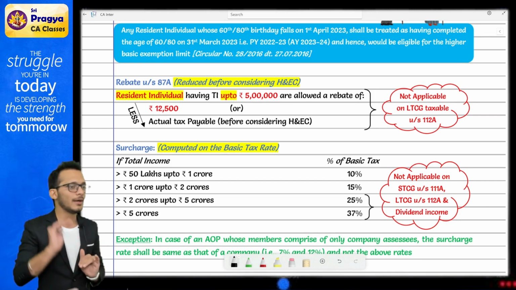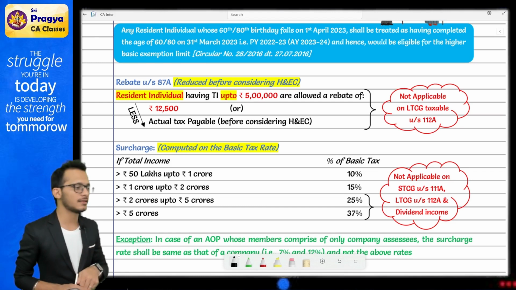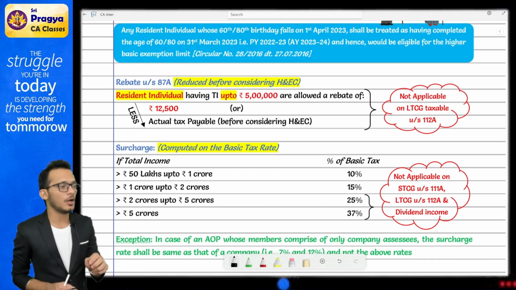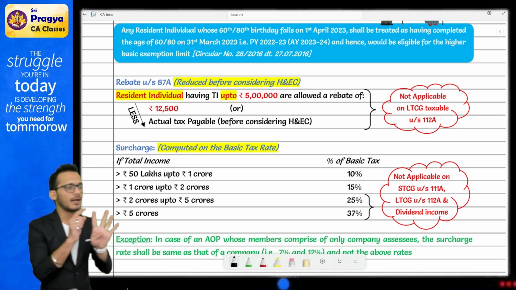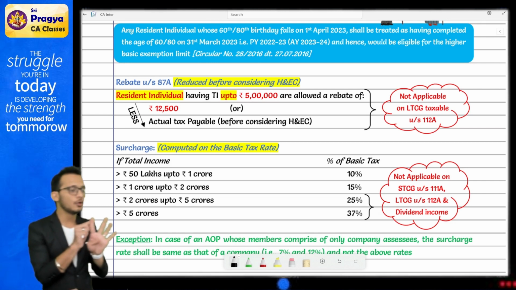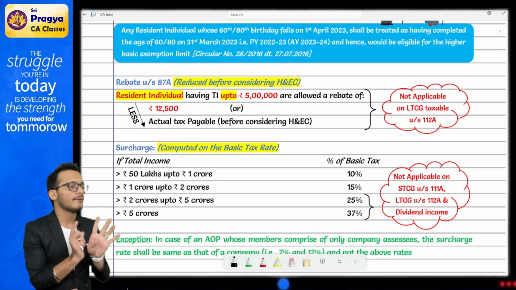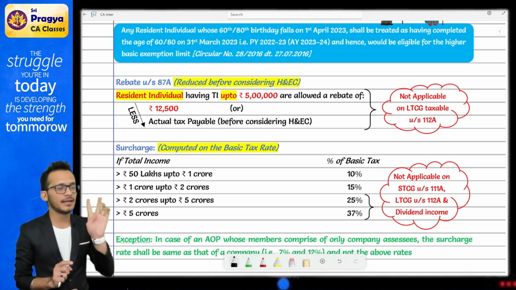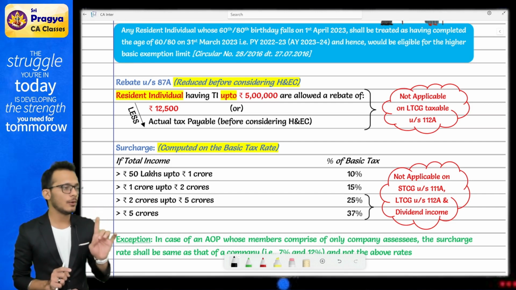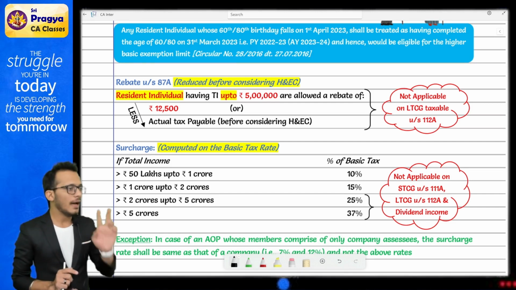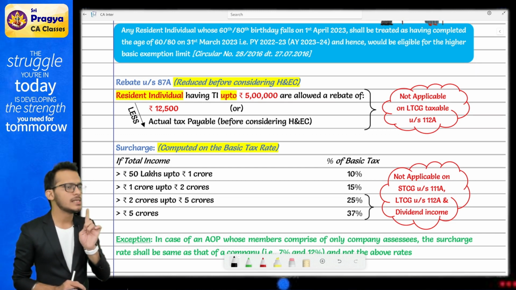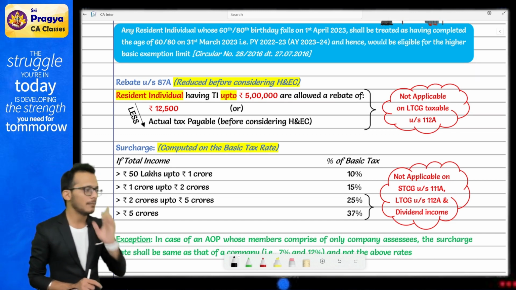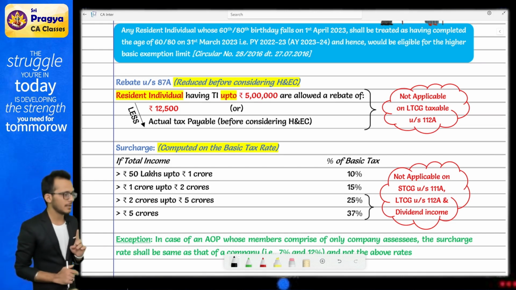Surcharge of 25 and 37 is called enhanced surcharge. This enhanced surcharge is not applicable on these 4 incomes: 112A, 112, 111A and dividend income. For your attempt, 112 is an amendment. Keep it in mind, it will definitely come for your MCQs.